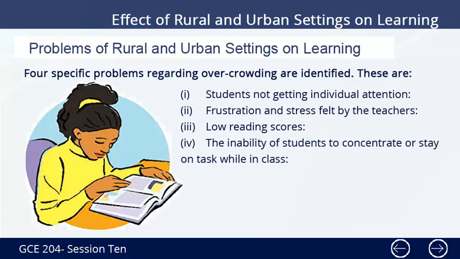Effects of overcrowding on learning. The ratio of teachers to students in Nigerian schools is too high, hence a negative effect on student performance. 4 specific problems regarding overcrowding are identified. These are: 1. Students not getting individual attention. 2. Frustration and stress felt by the teachers. 3. Low reading scores. 4. The inability of students to concentrate or stay on task while in class.